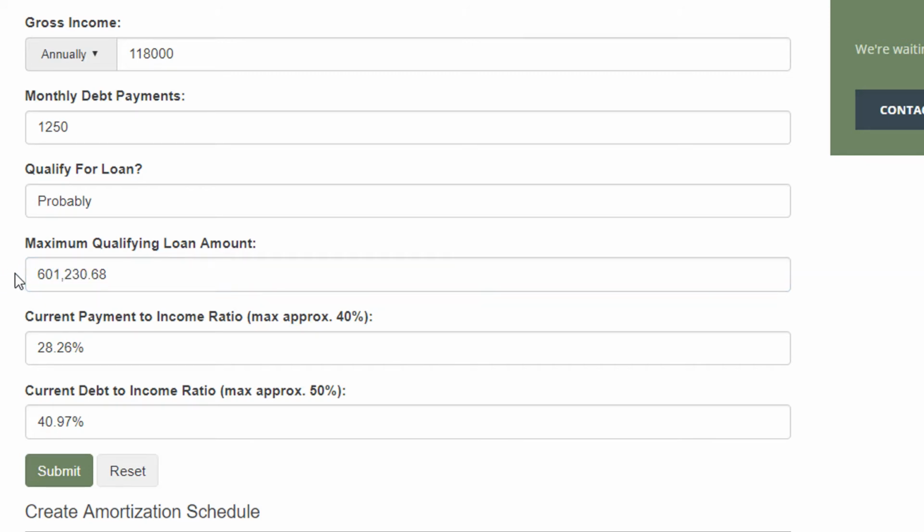Now that could be a lot more home loan than you need, but then what are these things down at the very bottom here when we're talking about current payment to income ratio? Your max is 40% and your current debt to income ratio, the max being 50%, right? Those are called debt to income ratios, and this is where lenders have very specific guidelines that they have to follow that are set from Freddie Mac and Fannie Mae. So if you're wondering what a front-end ratio is, a front-end ratio is essentially this number right here.